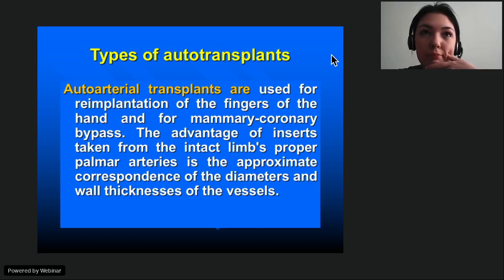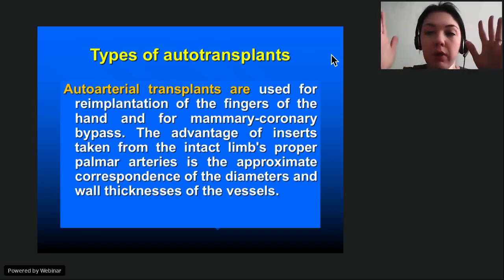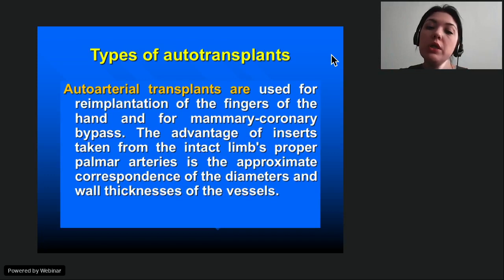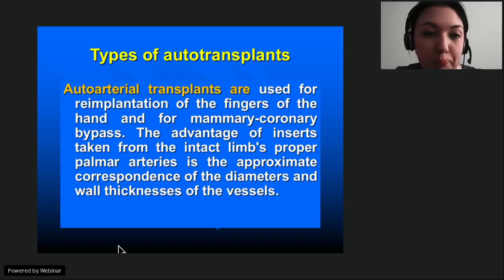So yes, and we can use the radial artery as an auto-arterial transplant as well, because we know that in the anterior region of the forearm there are 4 neurovascular bundles, and actually they can work for one another. Again, we have a very well developed network of anastomoses. If we take the radial artery, that will be fine. Blood supply of the forearm and the hand won't suffer much.